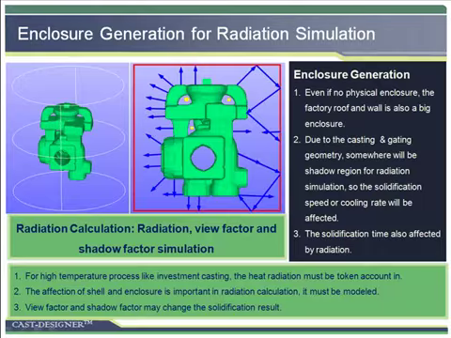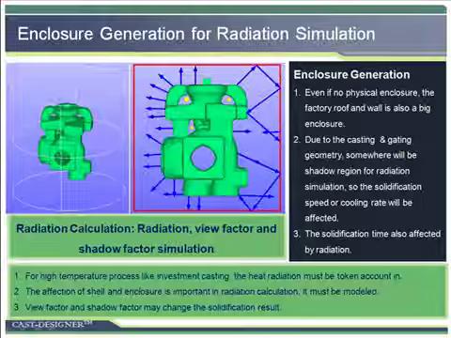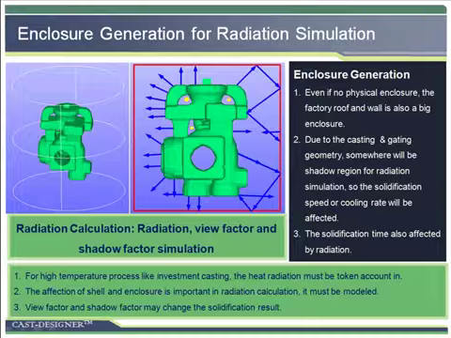The view factor and shadow factor always change the solidification result, such as shrinkage porosity. In fact, even if there is no physical enclosure, the factory roof and wall is also a big enclosure. So it is strongly recommended.